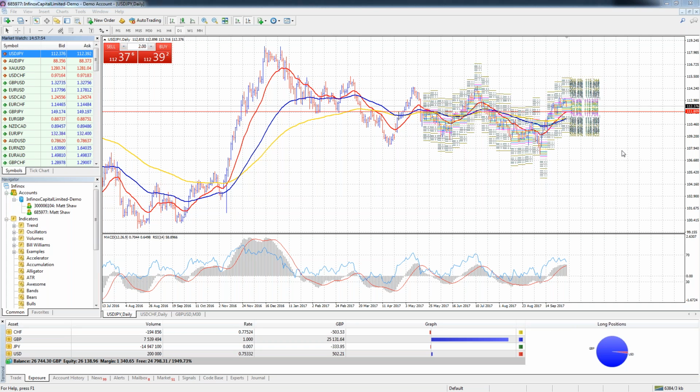I've also got one gold example as well. I've got them up here, a list of 4. So we'll check out dollar yen first.